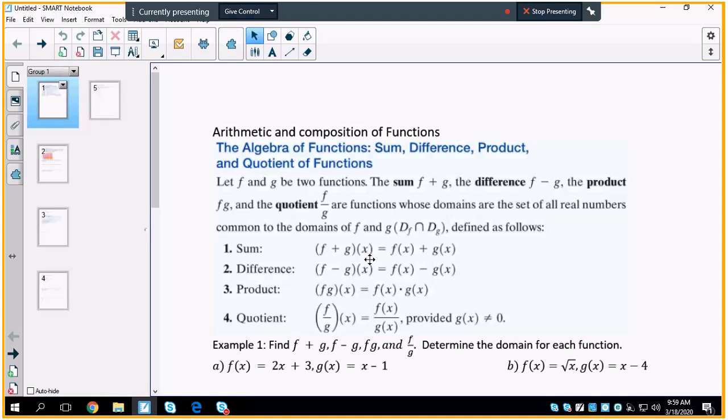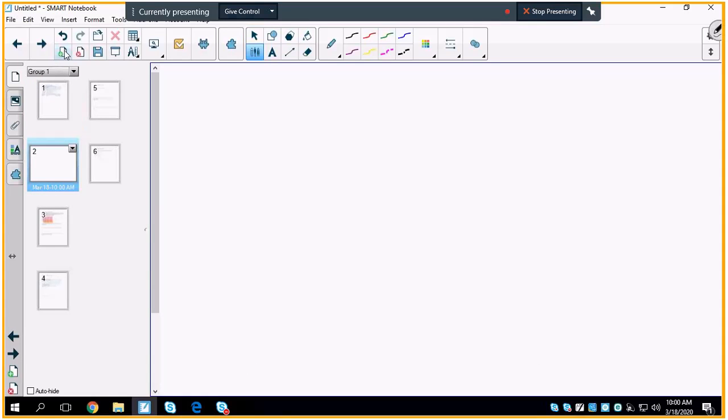Today we are going to start talking about arithmetic and composition of functions. As usual, I will give you a brief perspective of what this topic is going to look like for us. When we talk about arithmetic of functions, we are basically concerned about how to add, subtract, multiply, or divide multiple functions when their domain allows us to do so.